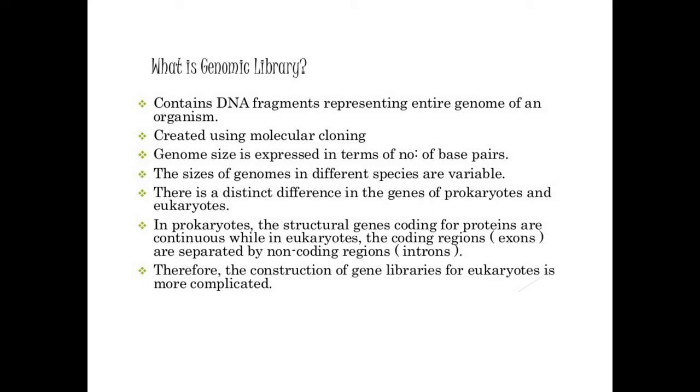In prokaryotes, the structural genes don't carry any non-coding region, which is intron. They only carry the coding region, whereas in eukaryotes we have both introns and exons, the non-coding as well as the coding region. Therefore, the construction of a gene library for eukaryotes will be more complex, because there are a lot of non-coding regions which we will have to take care of when we are making a library or when we are going to get it expressed, checked or selected.